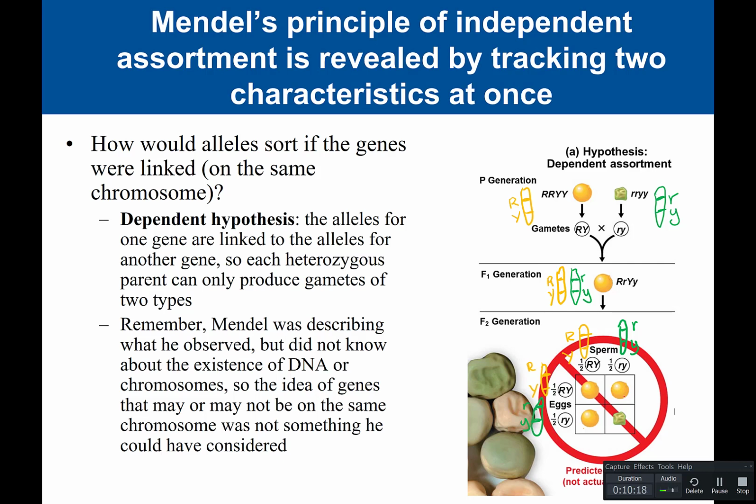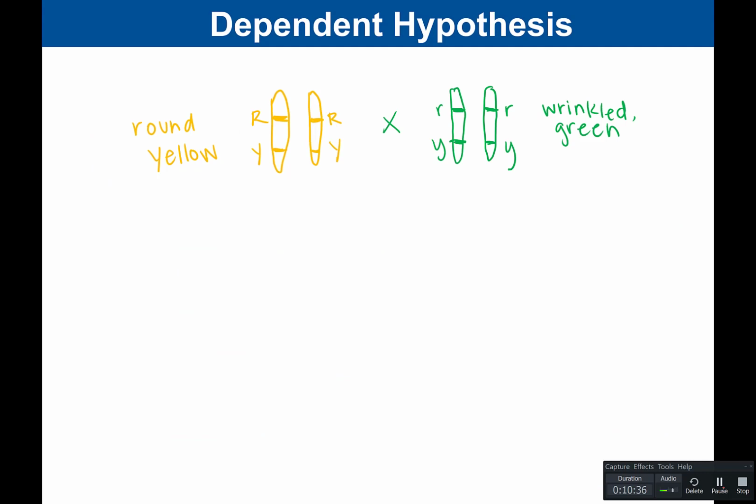But this is not what they saw. And so in the case of the genes that Mendel was tracking, they in fact were not dependent. They weren't on the same chromosome, but instead were inherited independent of one another. And so that's going to be the independent hypothesis. This is just drawing out those 2 options so that you could see them by chromosomes.